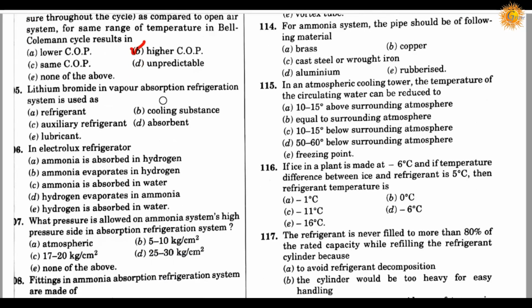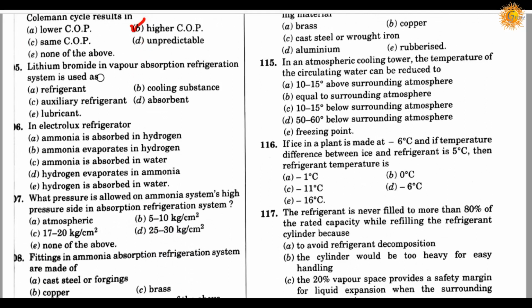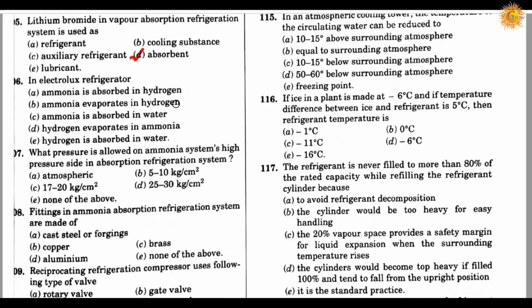Question number 105. Lithium bromide in vapor absorption refrigeration system is used as: Option A, refrigerant. Option B, cooling substance. Option C, auxiliary refrigerant. Option D, absorbent. Option E, lubricant. So the correct answer is D, absorbent, because lithium bromide in the vapor absorption refrigeration system is used as an absorbent.